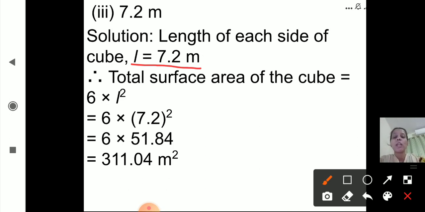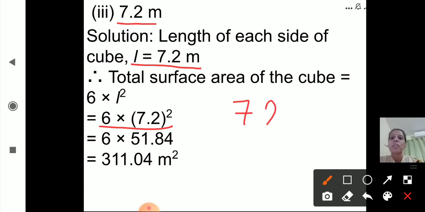Now what is the formula to find out total surface area? Total surface area of the cube is equal to 6 into L square. 6 multiplied by side square. Now side is given 7.2, right? So 6 multiplied by 7.2 square. Now 7.2 square we will do it here.